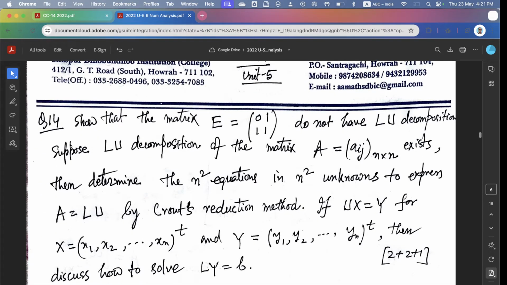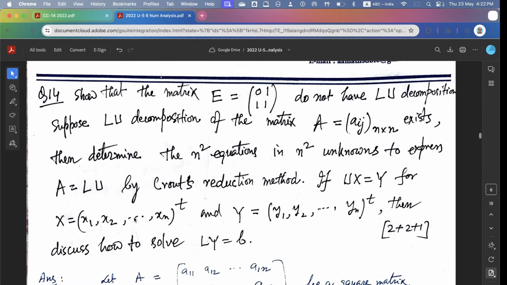Next, question 14. Show that the matrix E = [0 1; 1 1] does not have LU decomposition, and suppose LU decomposition of the matrix A equal to Aij, n by n exists, then determine the n square equations in n square unknowns to express A equal to LU by Crout's reduction method. If Ux equal to y for x vector, where x is the column matrix x1, x2, xn, whole transpose, and y is the column vector y1, y2, yn, whole transpose, then discuss how to solve Ly equal to B.